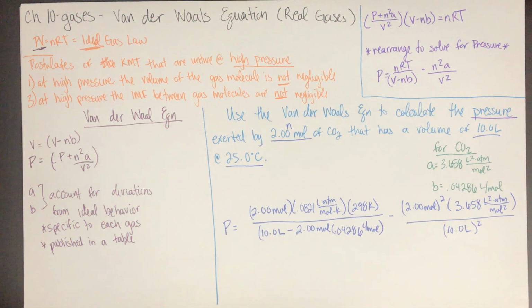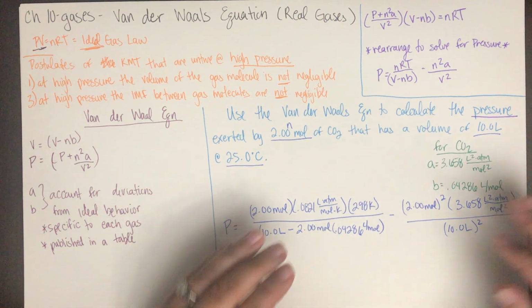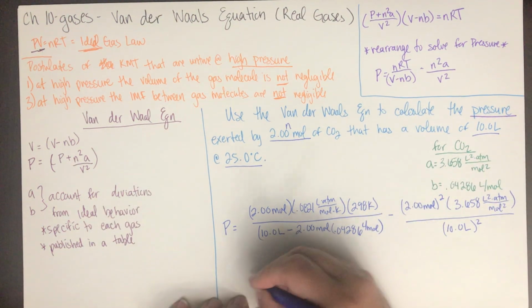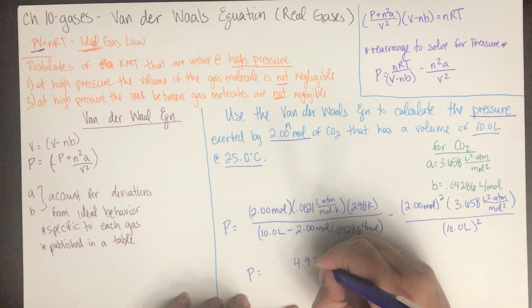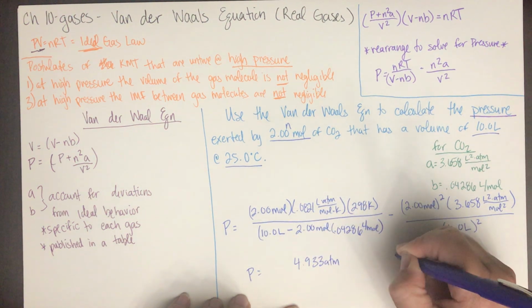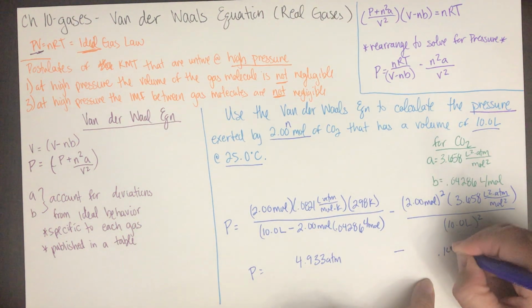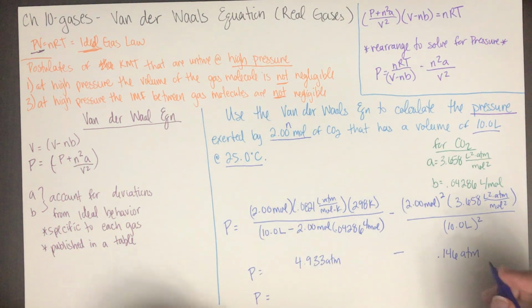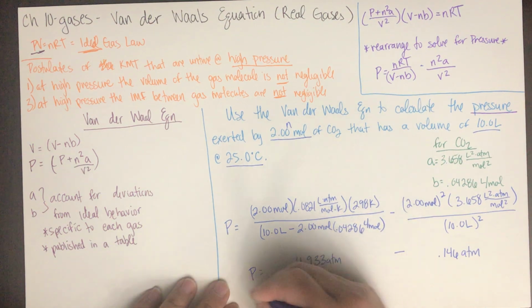So that's the whole expression written out. Definitely solve these two terms separately and then proceed. So with this term right here, you should get 4.933 atmospheres minus, over here for this term, you should get 0.146 atmospheres. And then overall pressure equals 4.79 atmospheres.